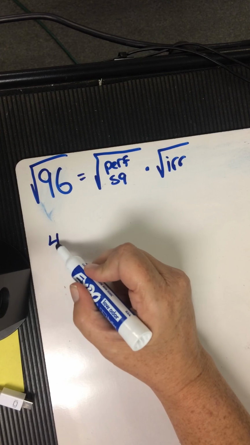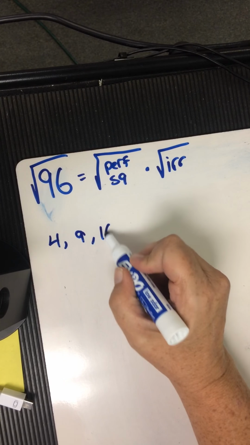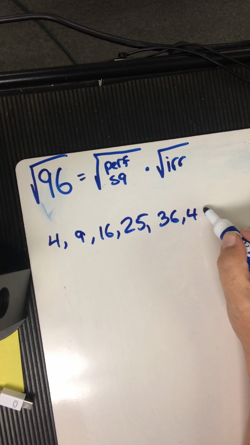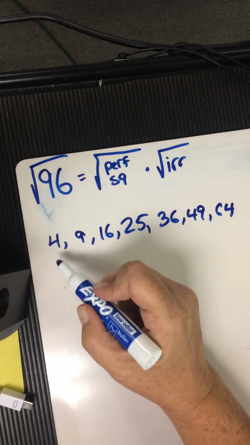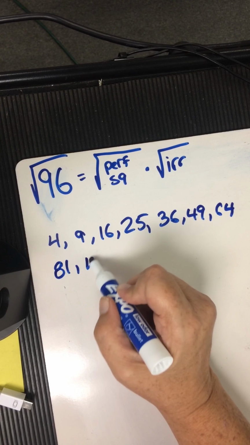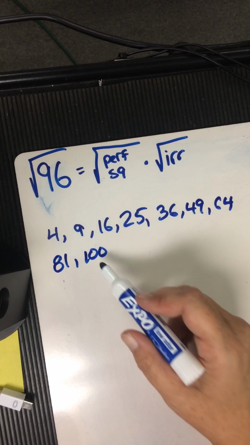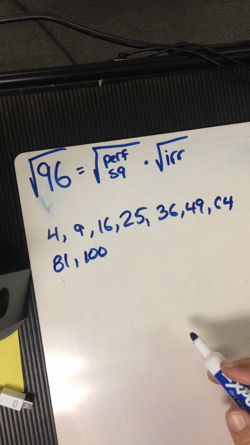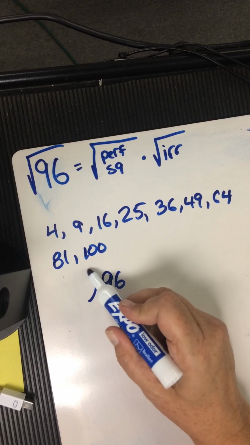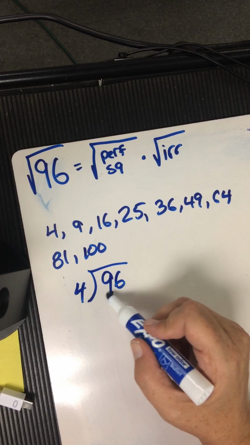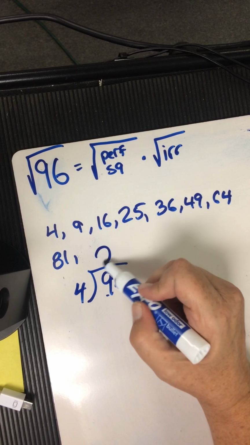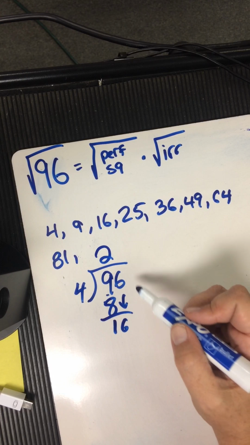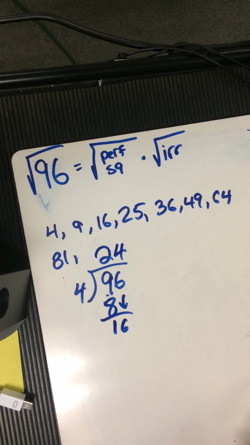Remember, my perfect squares: 2 times 2, 3 times 3, 4 times 4, 5 times 5, 6 times 6, 7 times 7, 8 times 8, 9 times 9, 10 times 10, and so on. Are any of these numbers factors of 96? Well, it looks like 4 might be a factor. Let's check. 96 divided by 4. 4 goes into 9 2 times. 1, bring down your 6. Yeah, so I could do root 4 times root 24.